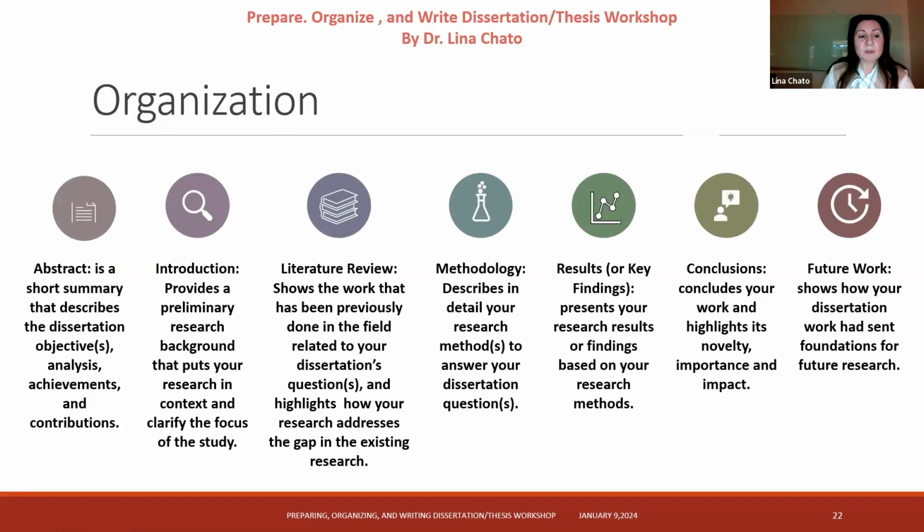So what is the abstract? It is a short summary that describes the dissertation objective, analysis, achievements, and contributions. Usually it is 1 page to 2 pages. It is at the beginning of the dissertation, but actually it can be 3 pages. It depends. The first chapter is the introduction.